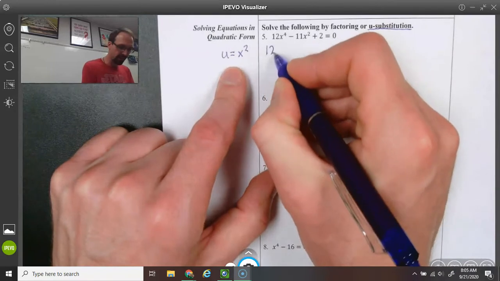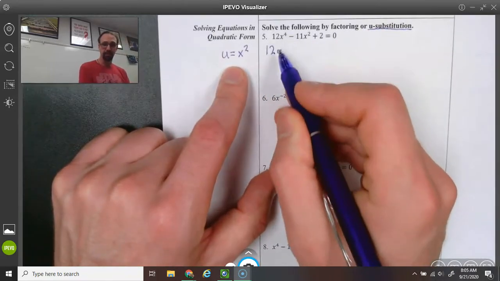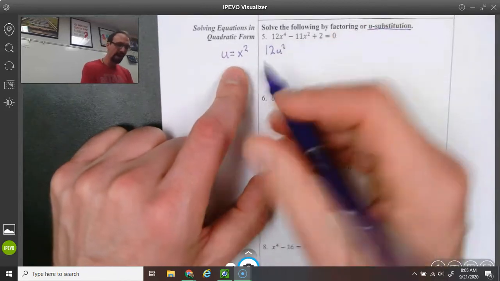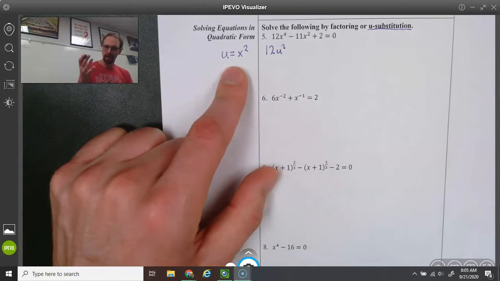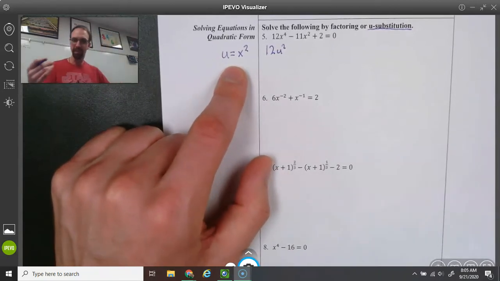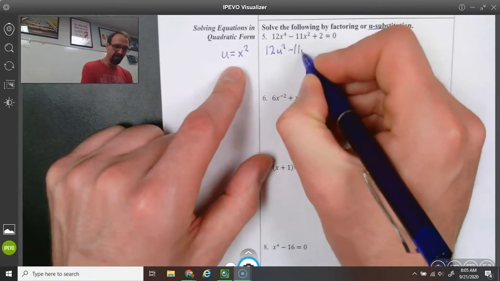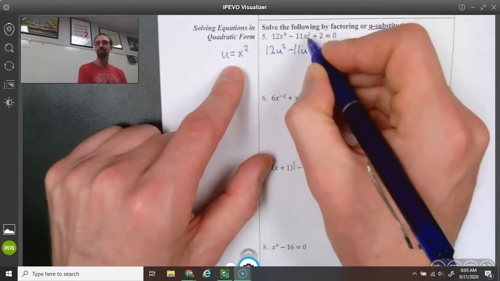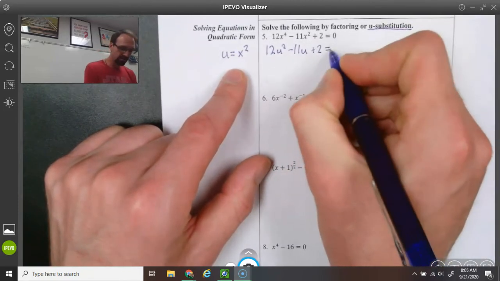Now think about this for a second. If I have 12u here, how would I want this to be to the fourth? Well, I would have to have it squared. Again, if I take x squared squared, that's x to the fourth. Pause the video and wrap your mind around the fact that this is actually valid. And if I continue that, this is just 11u. Remember, u is x squared, so this is just taking the place of x squared. And then plus 2 equals 0.